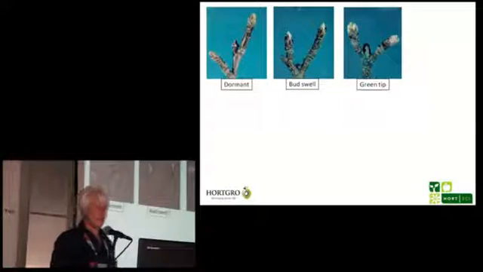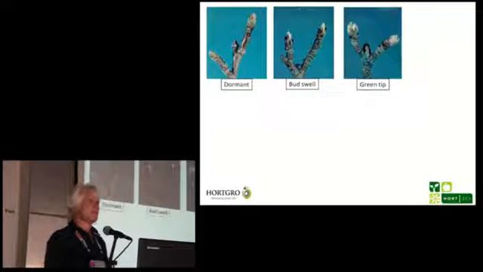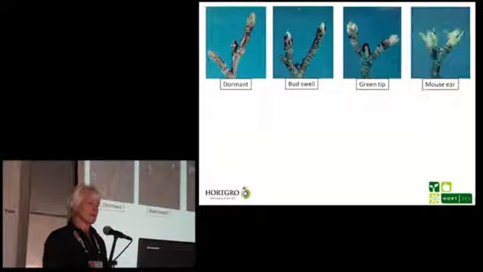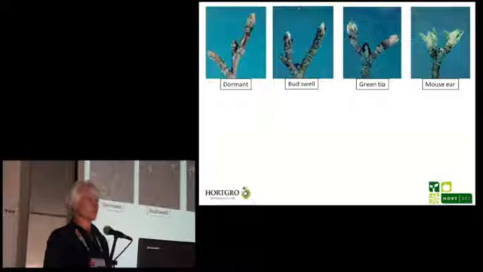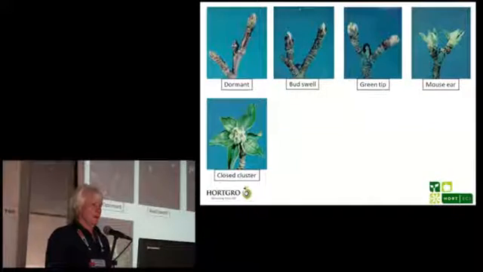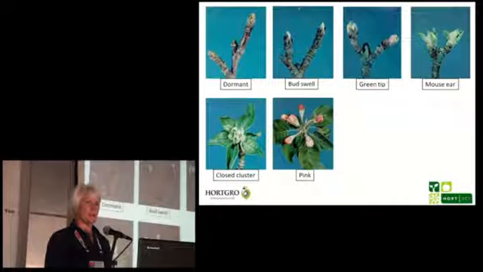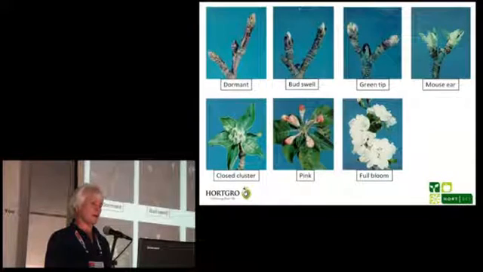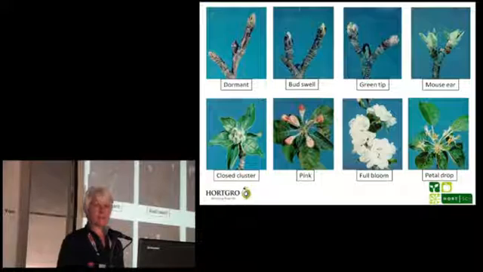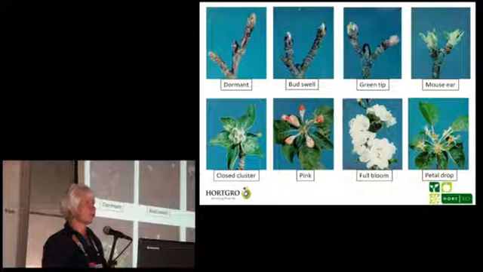This is followed by green tip. Again, some of the manipulations that we do and applications of fungicides and insecticides, we aim at these different dates. We go through green tip onto what we call mouse ear, cutwood. Then it moves on to the closed cluster, and that's followed by the pink stage, and again followed by full bloom, and then the petal drop stage where the individual petals have fallen from the flowers.